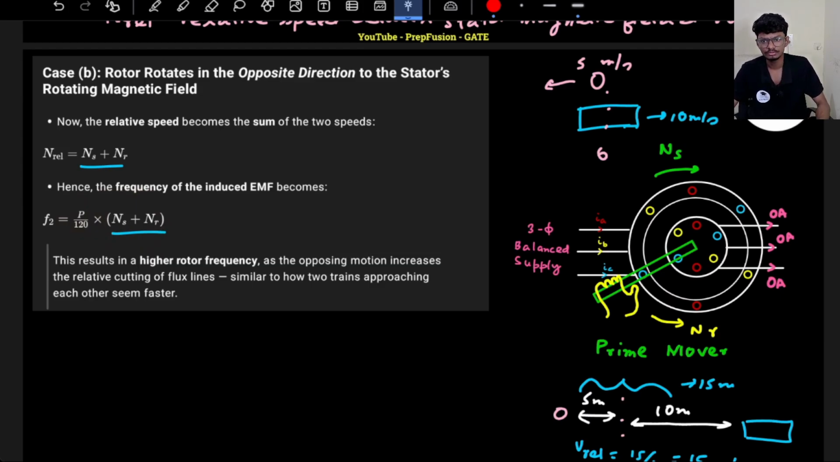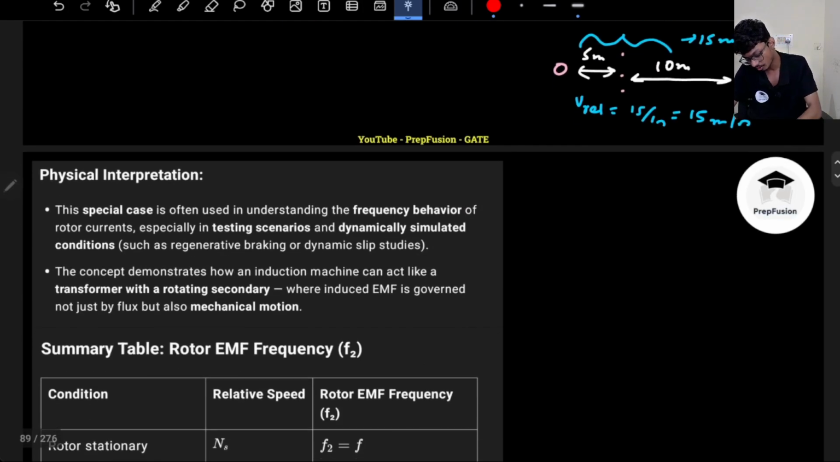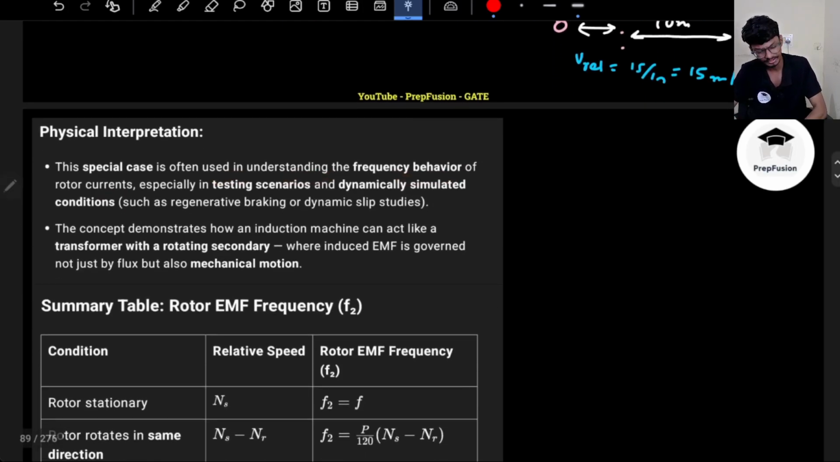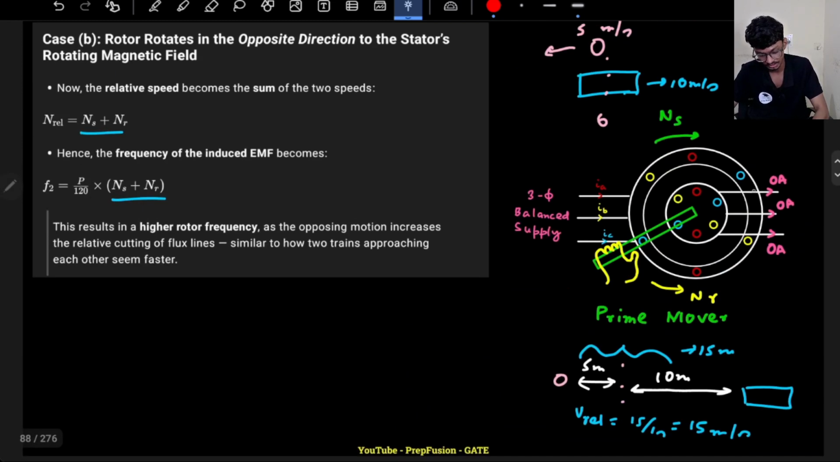So this is a special case often used in understanding the frequency behavior of rotor currents, especially in testing scenarios. Sometimes we want to test and dynamically simulate the rotor, so in those kinds of cases, we open circuit the rotor terminals.